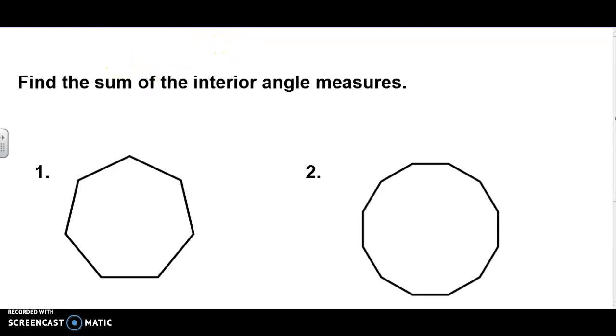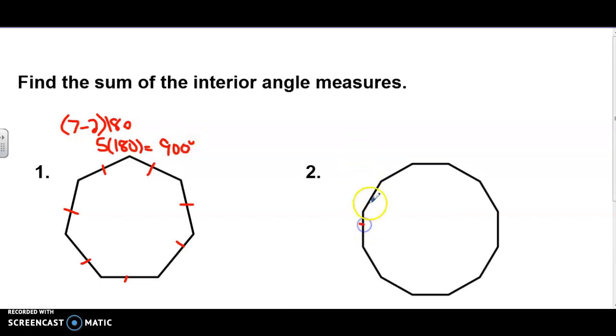So if you're all ready to go, let's first find out how many side lengths this has. Well, it's 1, 2, 3, 4, 5, 6, 7. So it has 7 sides. So we're going to do 7 minus 2 times 180, which is 5 times 180. Well, 5 times 100 would be 500. 5 times 80 is 400. So altogether that is 900 degrees.